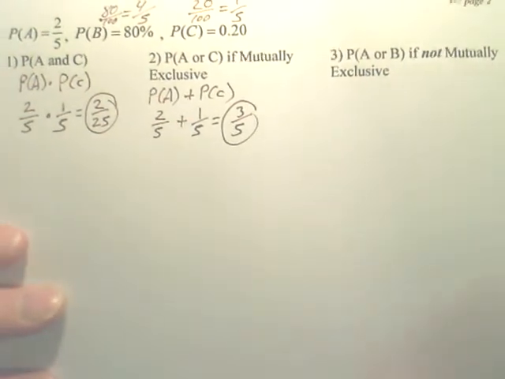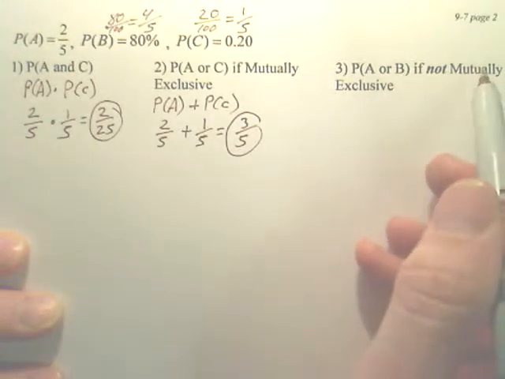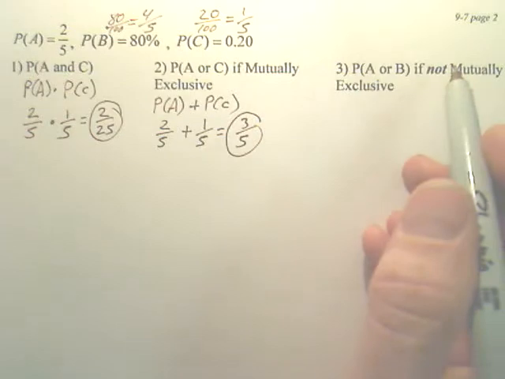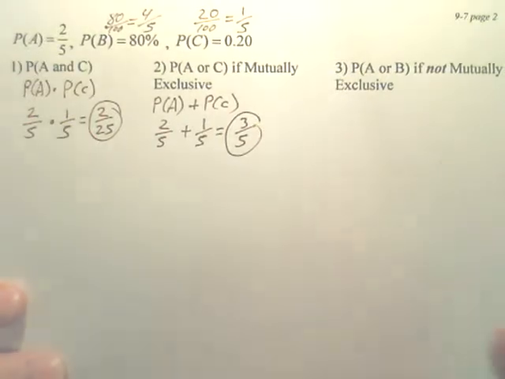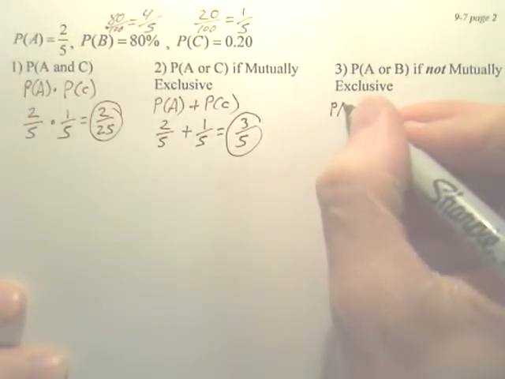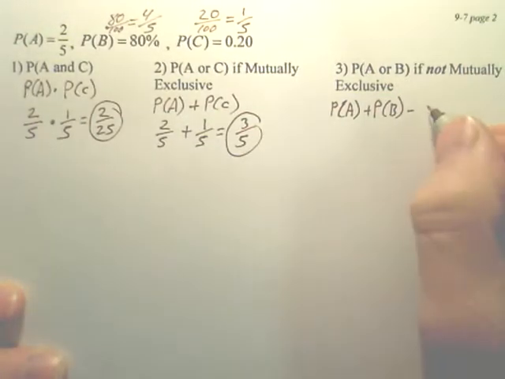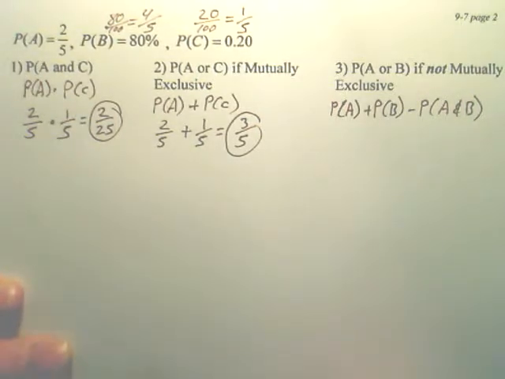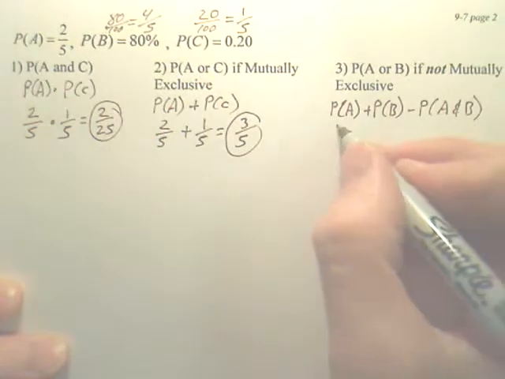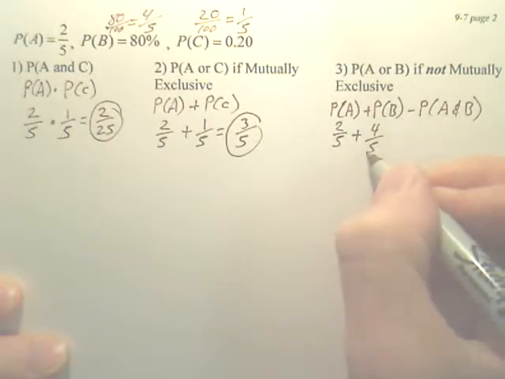Now the last one, make sure you're careful with this. It's A or B, not A or C, so you've got to watch that carefully. But it's not mutually exclusive, meaning they affect each other, like the A or B overlap. So not mutually exclusive would be probability of A plus probability of B minus what? Minus the probability of A and B. It's a little bit more complicated. So the probability of A was 2 fifths. The probability of B was 4 fifths.